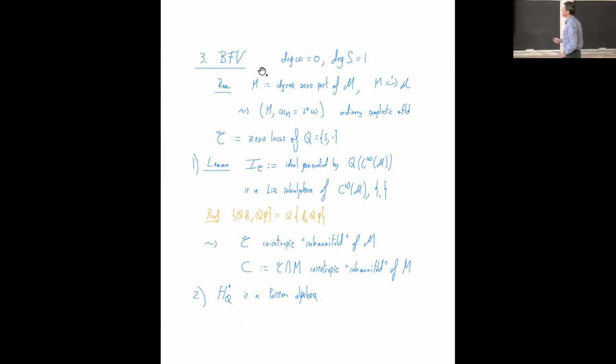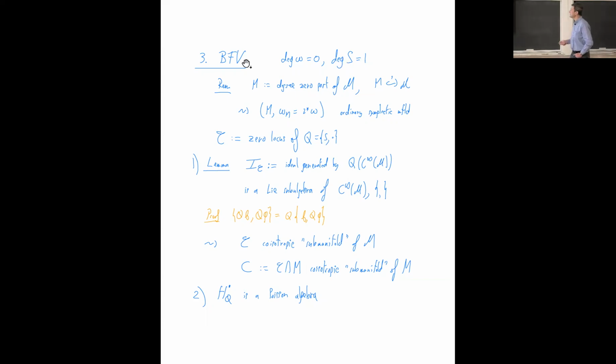Okay, now the first remark is the following. Take the degree 0 part of your graded manifold, which is included as a submanifold. You can restrict the symplectic structure there, and the restriction is still closed and automatically non-degenerate. So you get a symplectic structure on the degree 0 part. In this particular case, you have a degree 0 structure on your graded manifold, and in particular, you have an ordinary symplectic structure on the degree 0 part of your manifold. Now, let me denote by curly C the zero locus of the Hamiltonian vector field Q.